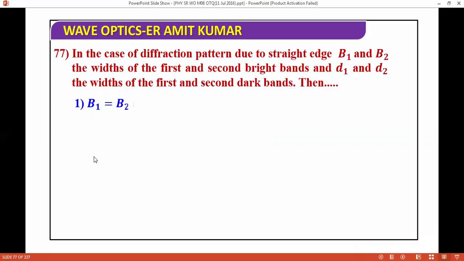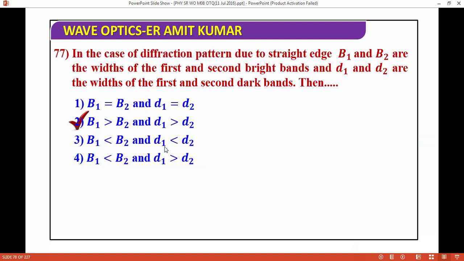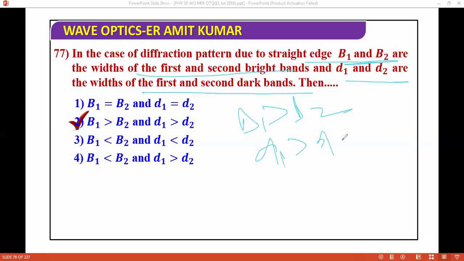Next up, in the case of the diffraction pattern due to a straight edge, B1 and B2 are the widths of the first and second bright bands, and D1 and D2 are the widths of the first and second dark bands. The correct answer is that D1 is greater than B2. So the width of the first band will be more, whether bright or dark.